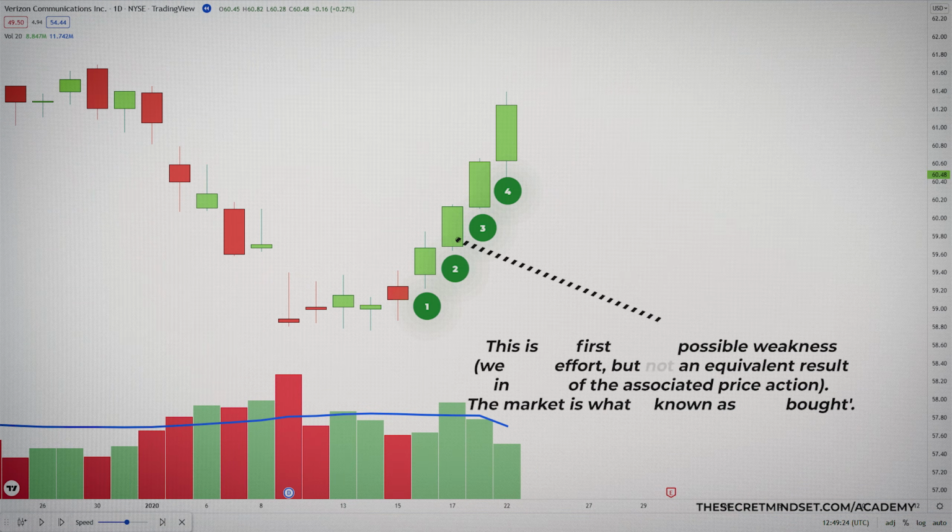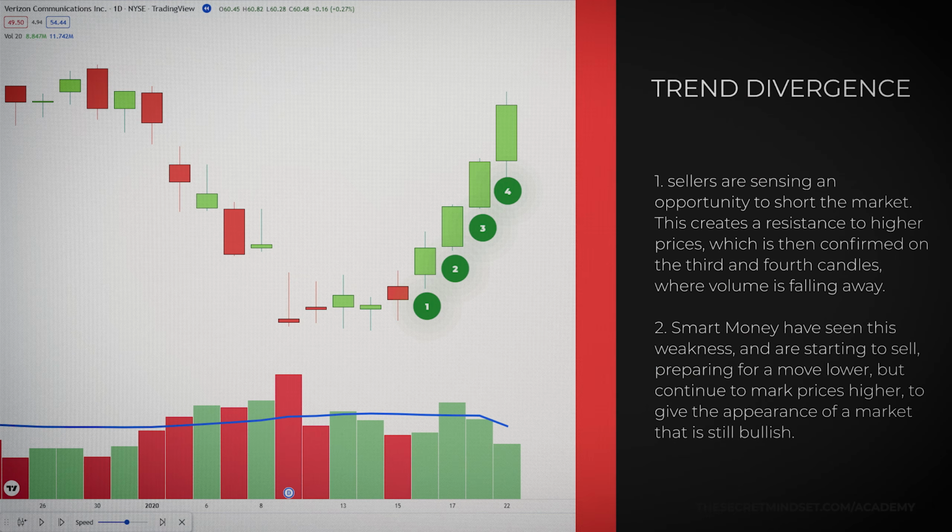The problems start with candle 2. Here we have an effort, but with no equivalent result in terms of the associated price action. This is therefore the first sign of a possible weakness. The market is what is known as overbought. The sellers are moving into the market, sensing an opportunity to short the market. This creates a resistance to higher prices, which is then confirmed on the third and fourth candles, where volume is falling away.